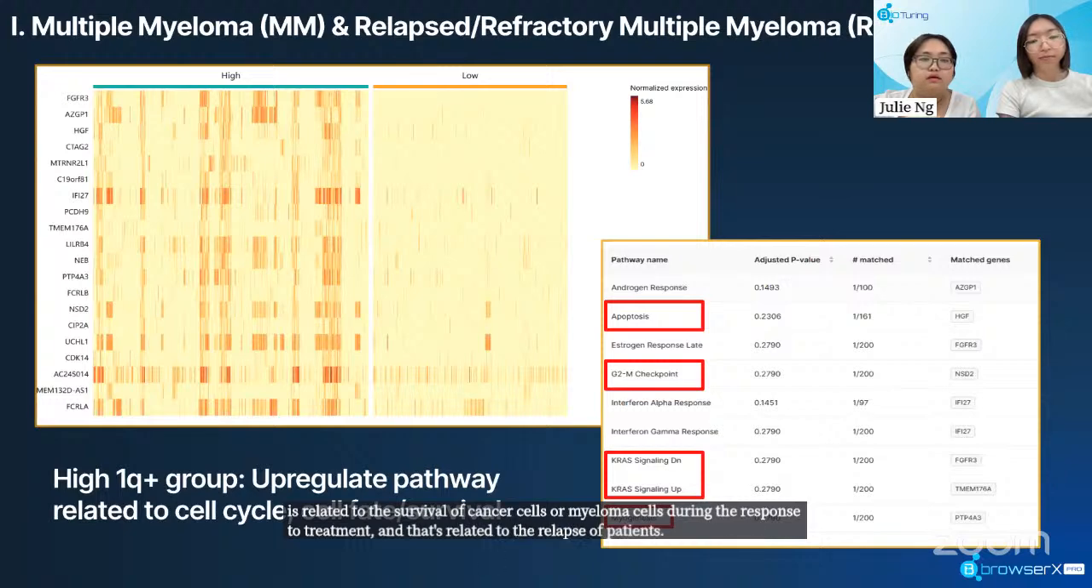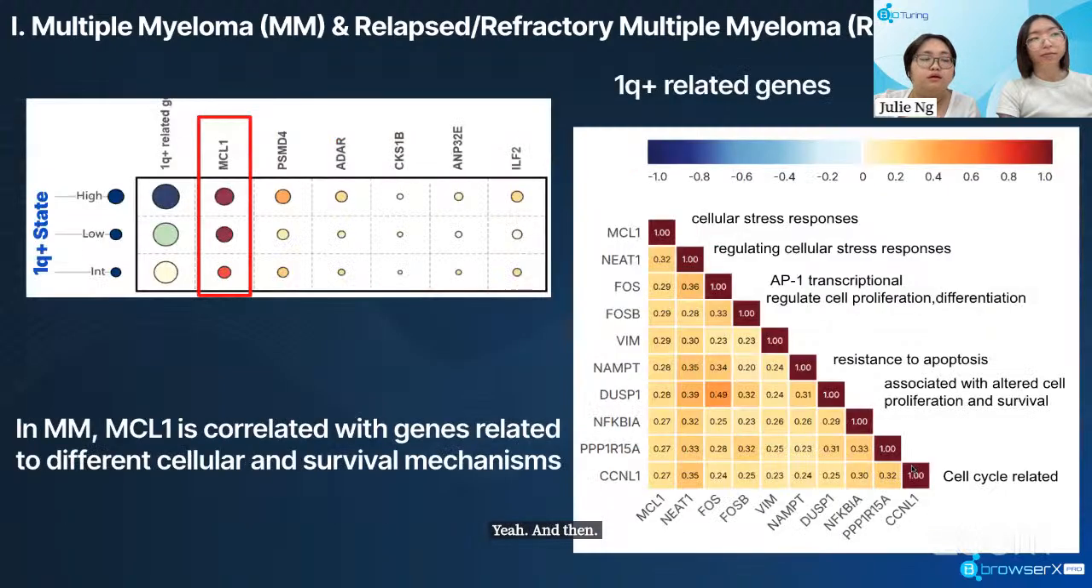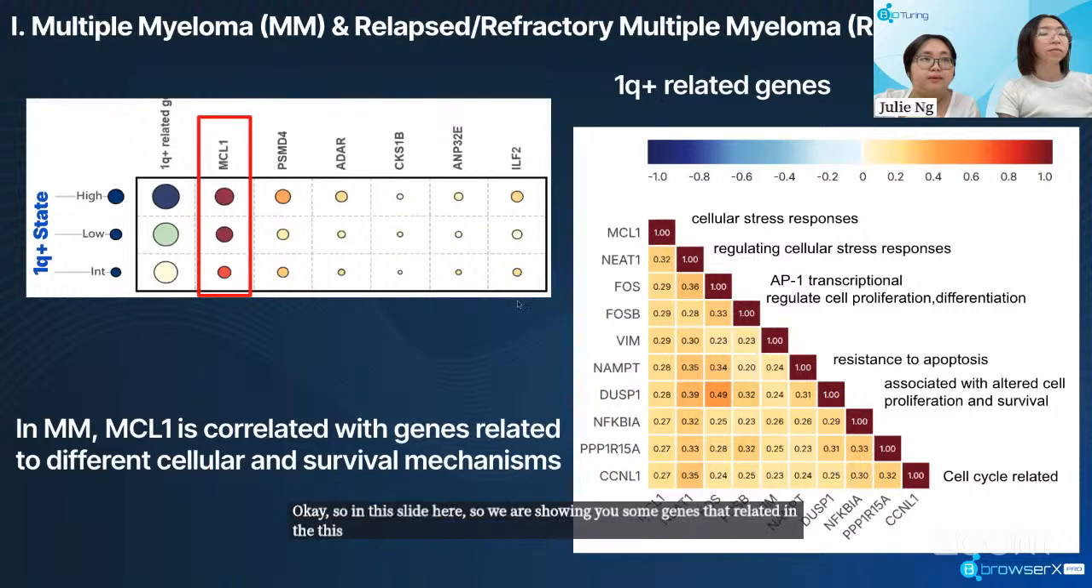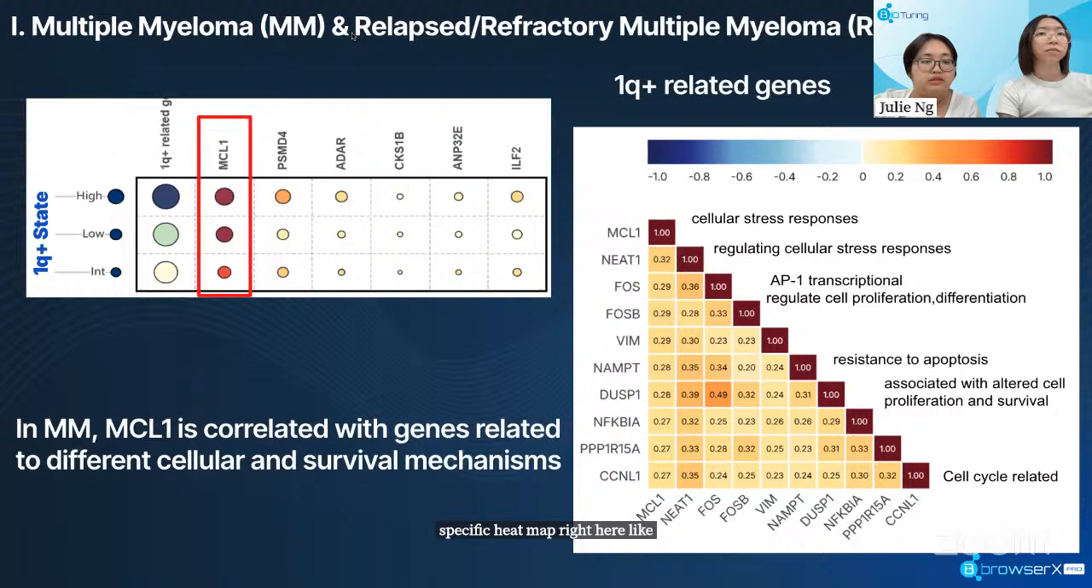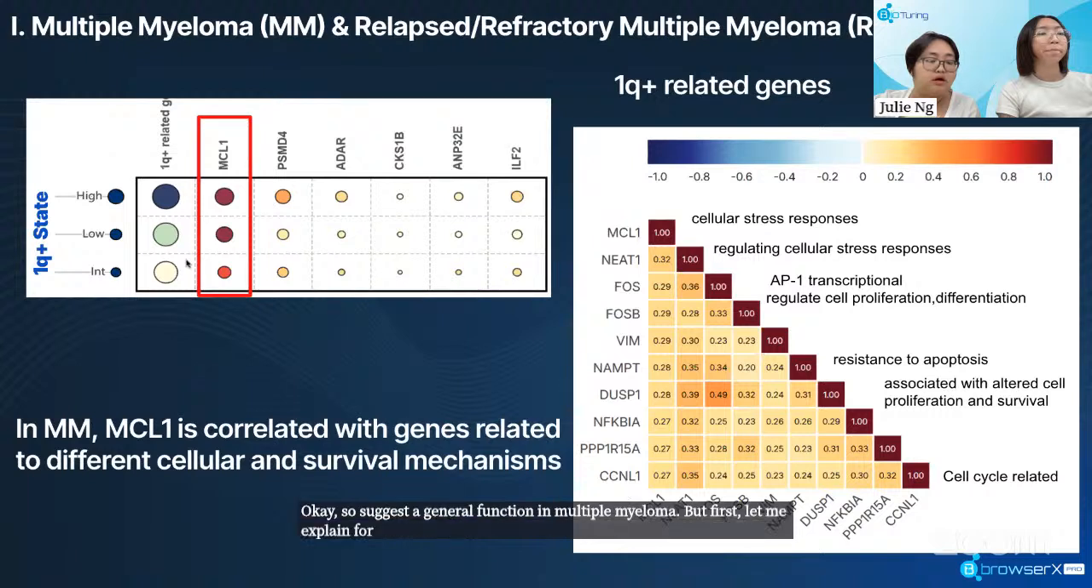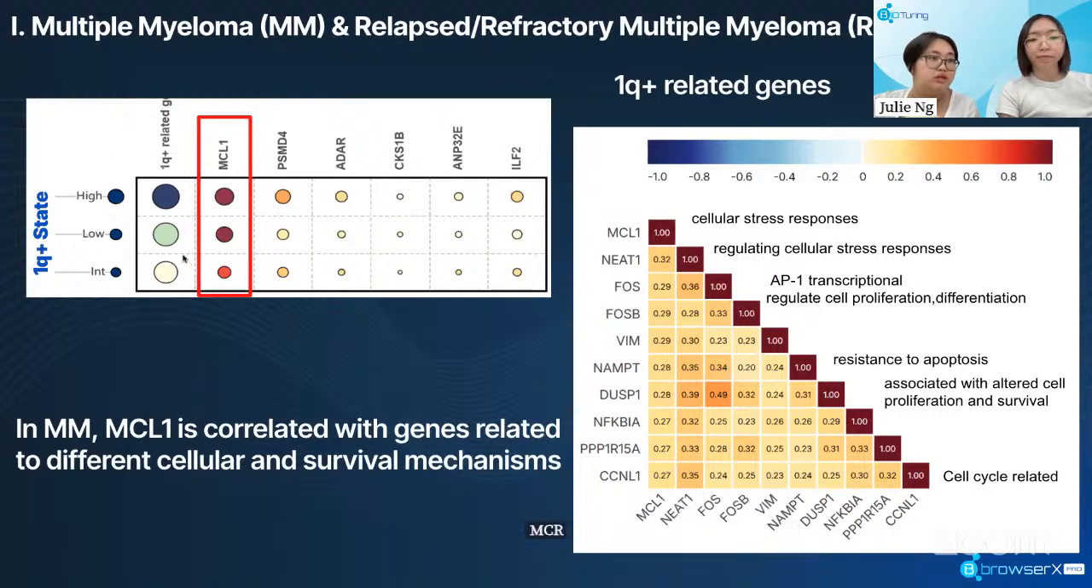In this slide, we are showing some genes related to the gain of chromosome 1q in this specific purple heat map. You can see right here that MCL1 is highly expressed in all groups, which suggests a general function in multiple myeloma. But first, let us explain what MCL1 is and what the function of this gene is.